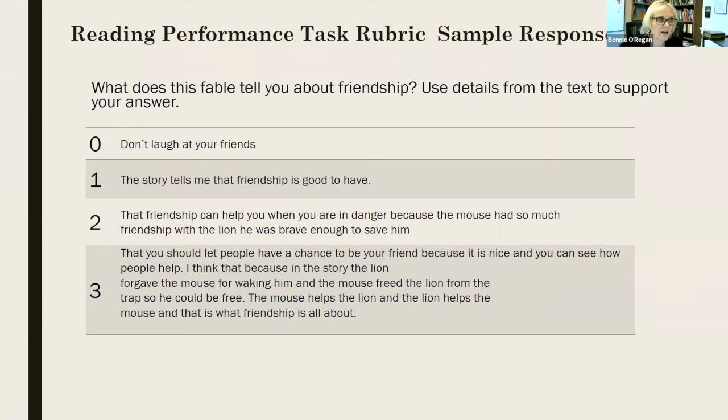Whereas if we look at question number 3, or a sample for a level 3 response, it says you should let people have a chance to be your friend, because it is nice. You can see how people help. I think that because in the story, the lion forgave the mouse for waking him, and the mouse freed the lion from the trap so he could be free. The mouse helps the lion, and the lion helps the mouse, and that is what friendship is all about.